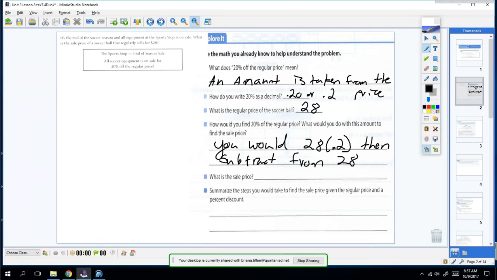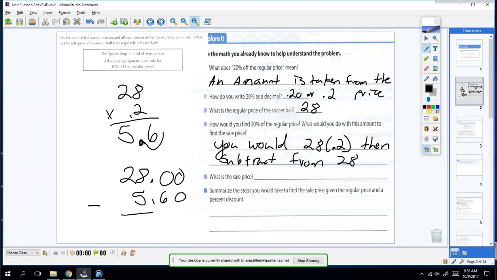So what I mean by that is you do 28 times 0.2 to find 20% off of $28. Then you find how much you get to save, and then you subtract it from the original amount. So let's do that. We're going to do 28 times 0.2, and they get to save $5.60. So then you're going to take the original amount you started with and subtract $5.60 from that. So my new sale price will be $22.40.